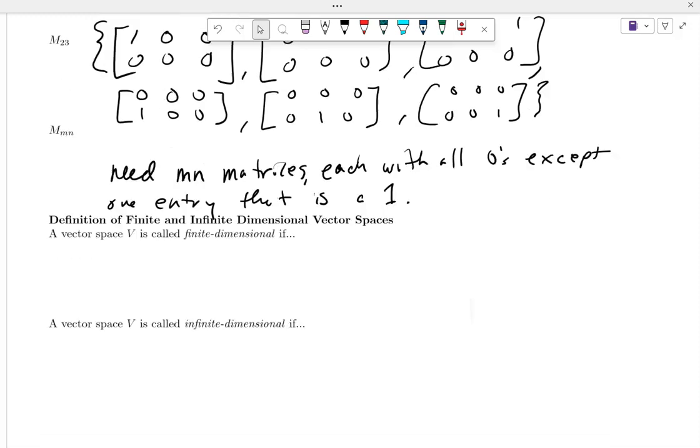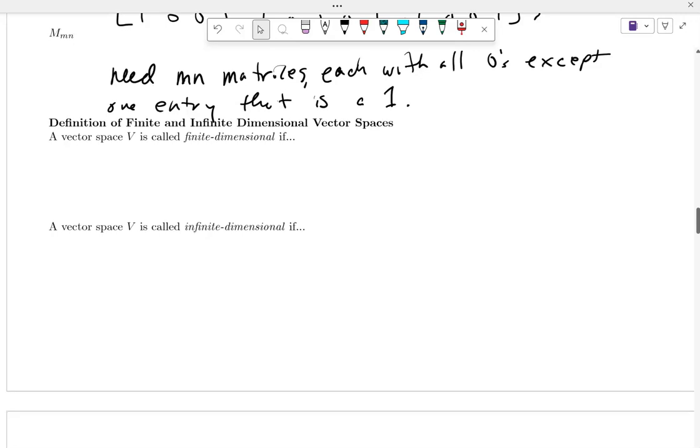Before we get there, your book has a couple of definitions of what we mean by finite dimensional versus infinite dimensional vector spaces. A vector space is called finite dimensional if it has a finite basis. What I mean by that, of course, is that there is a finite set of vectors that can generate everything in the vector space.